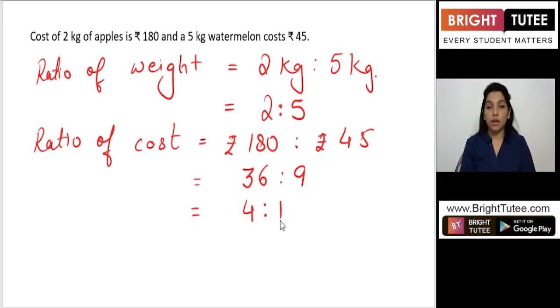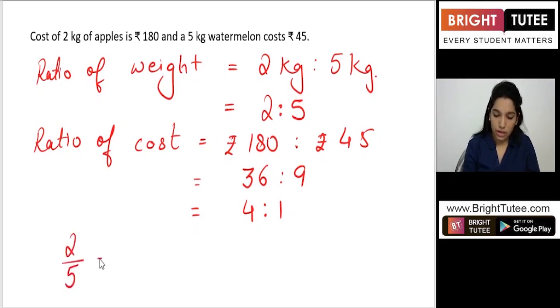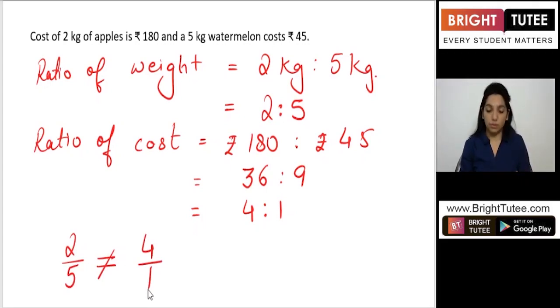So what do we notice here? We notice that the two given ratios, 2 is to 5, is not equal to 4 is to 1. Why? Because 2 kg of apples is 4 times costlier compared to 5 kg of watermelon. So watermelon is very cheap compared to the price of apples. The ratio of weight of apples and watermelon and the ratio of the cost of apples and watermelons are not in proportion because their ratios are not equal.